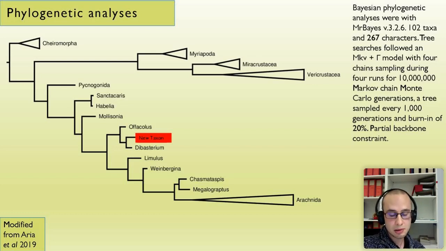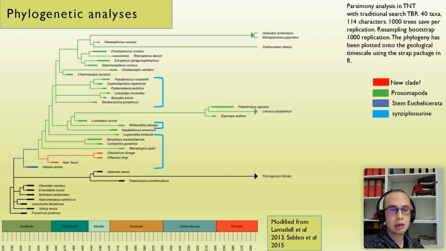But then to test in a better way the relationship with the other synziphosurines and in general with the Euchelicerata, we decided to run another analysis, starting from the Lamsdell et al. 2013 matrix and implementing it with Abelia and coding Dibasterium from Selden et al. 2015, and having some review of Weinbergina, which was an important synziphosurine as well. And as you can see here, we end up again with a monophyletic group with our new taxon as the most basal of this clade, and Abelia outside all the proper Euchelicerata.